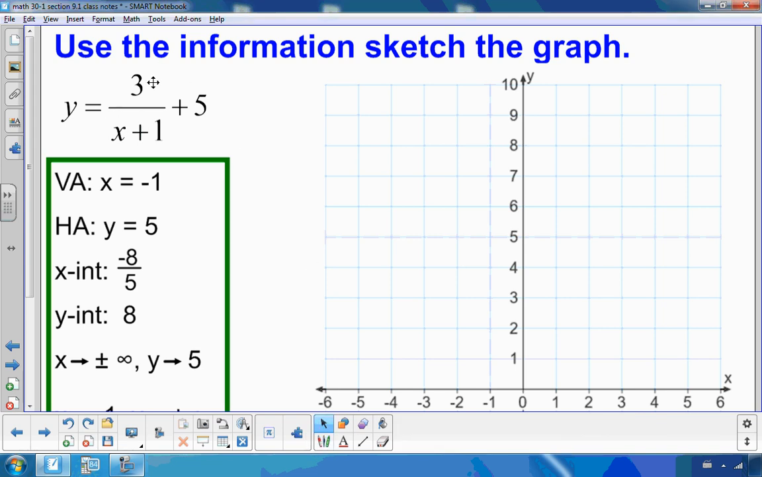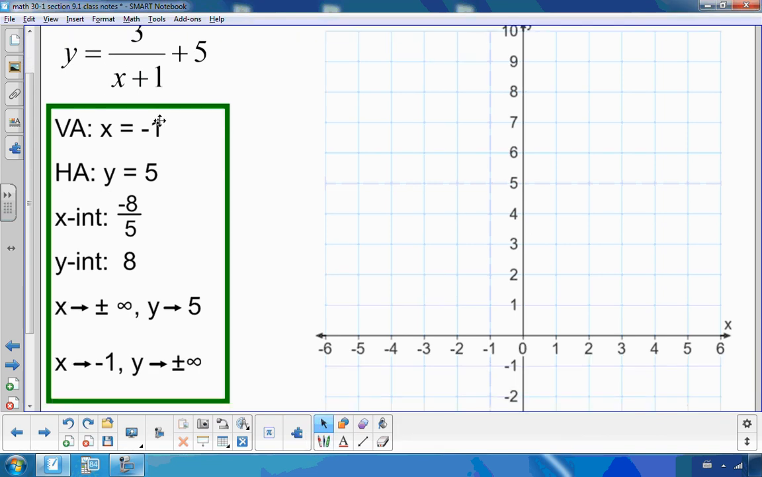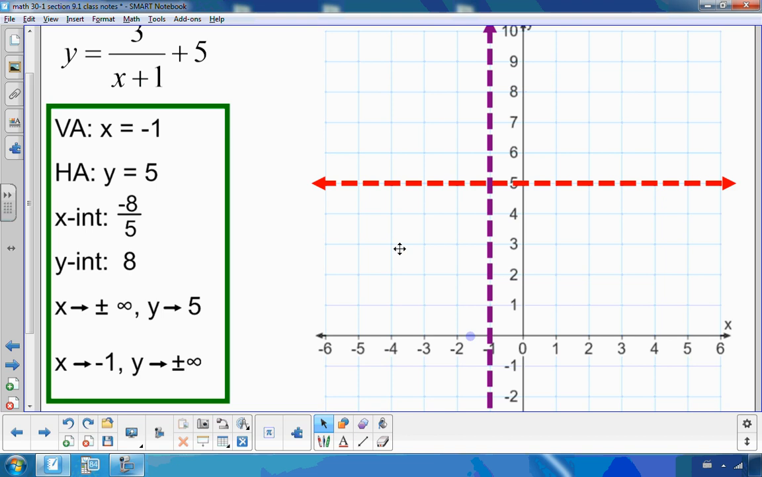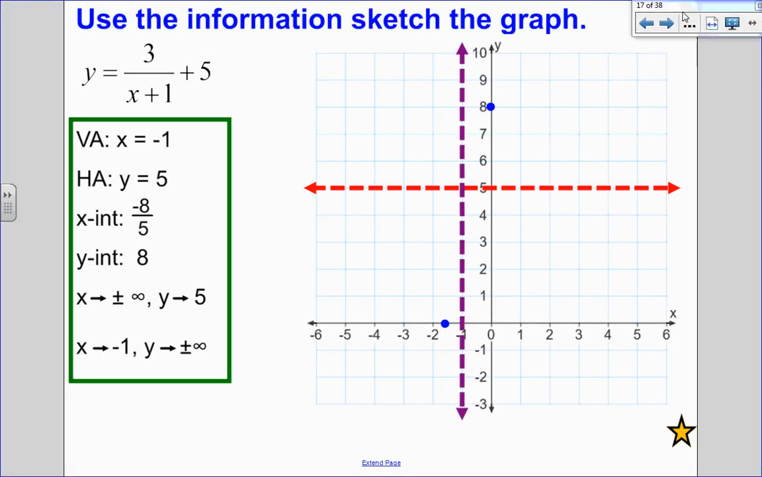So we have this function here that we want to graph, 3 over x plus 1 plus 5. And I've summarized all of the information here. We're going to use that to graph. Okay, so first of all, I have a vertical asymptote at x equal to -1. I have a horizontal asymptote at 5. I have an x-intercept at -8/5 and a y-intercept at 8. Okay, that doesn't look like I have a lot of information, but I actually have enough to graph it using what I already know about rational functions.